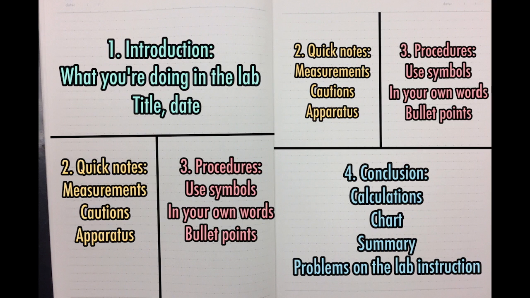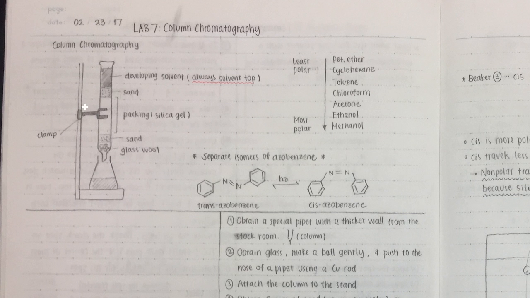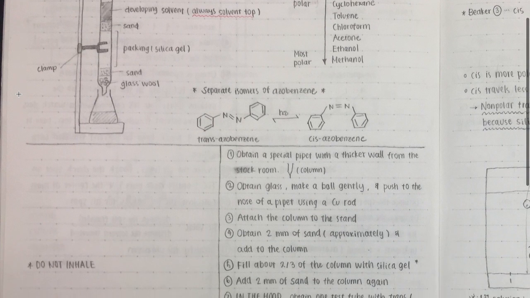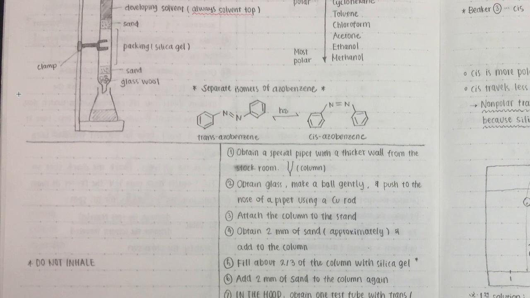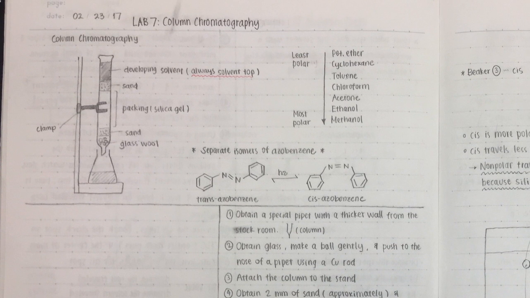We are going to show you examples of a BYU-I student's lab notebook. As you can see here, the first part is the introduction. In here, the student explained what the lab was about and the chemical principles behind it. Writing this out will help you understand why you are doing what you're doing.